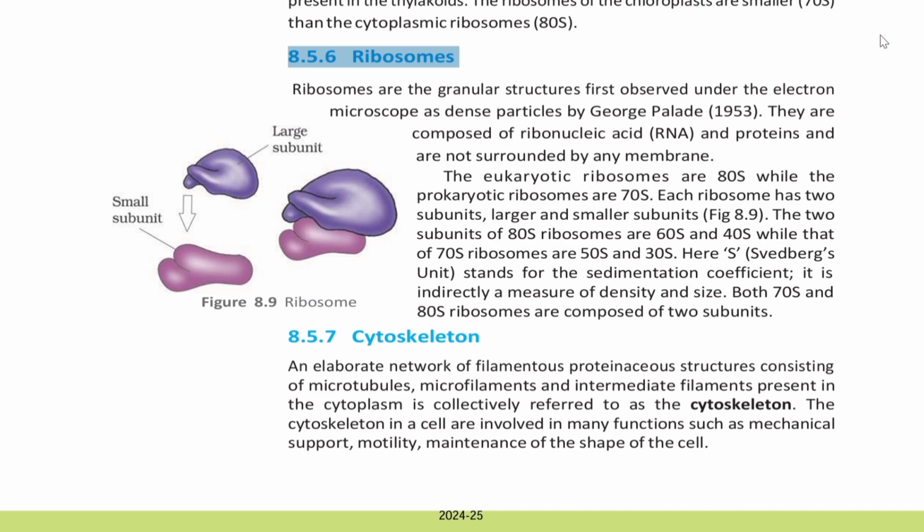Each ribosome has two subunits, larger and smaller subunits. The two subunits of 80S ribosomes are 60S and 40S, while that of 70S ribosomes are 50S and 30S. Here, S is Svedberg's unit, which stands for the sedimentation coefficient. It is indirectly a measure of density and size. Both 70S and 80S ribosomes are composed of two subunits.